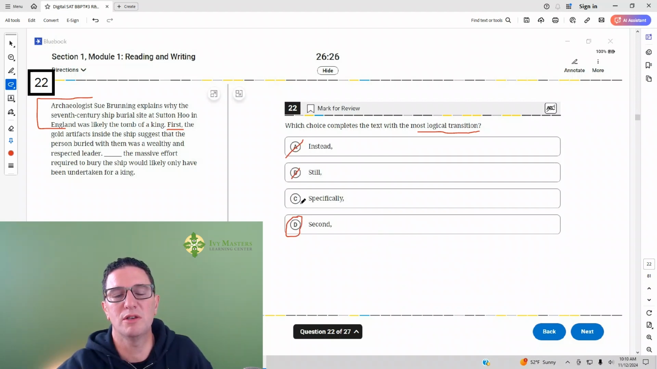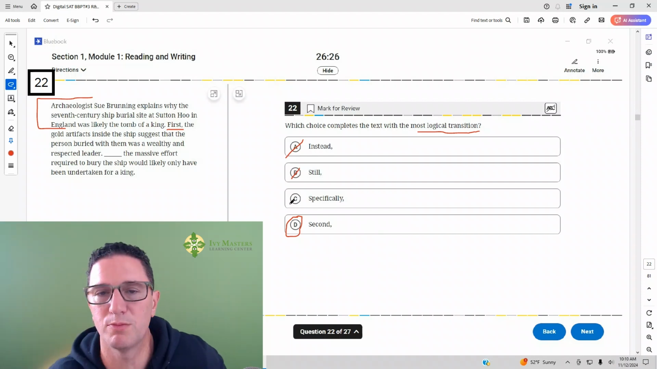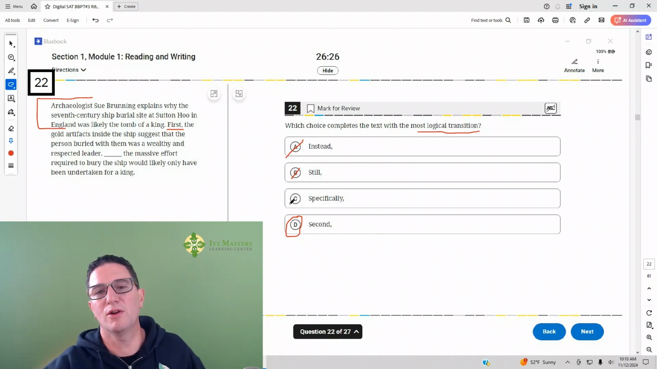Instead and still would show difference. Specifically, what comes after is not what's more specifically stated to what comes before.